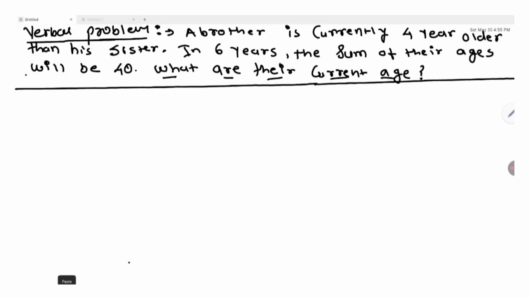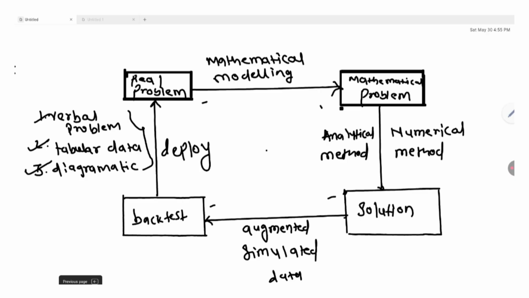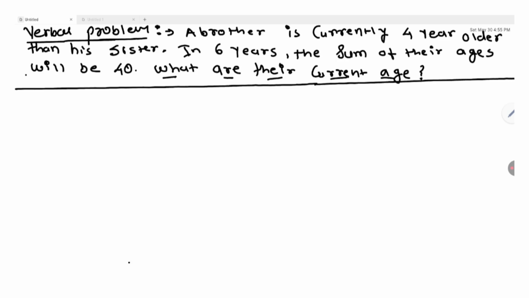Now as I showed you in the previous example, the real world problem is in the form of verbal statements. Now we will use mathematical modeling to convert this verbal problem into a mathematical problem. Okay. Now do this, use simple algebraic equations. So we will assign a variable to the brother's age. Consider it as B, which is the brother's age, and S as the sister's age.